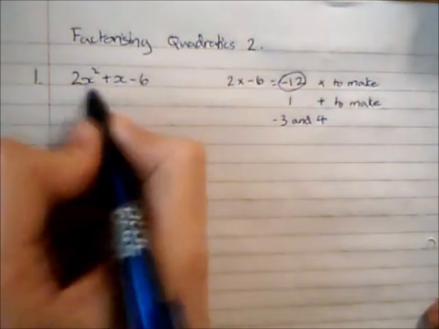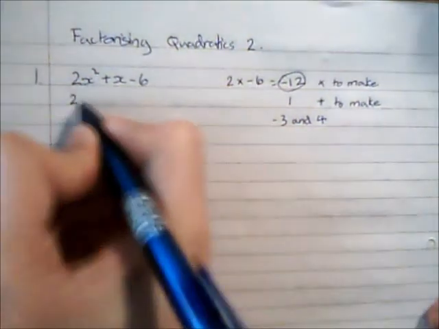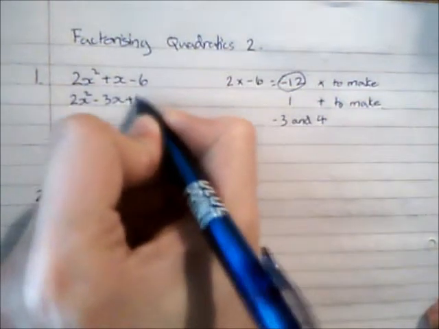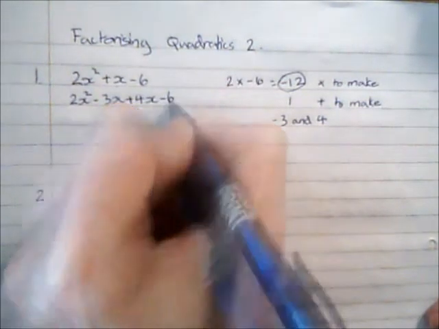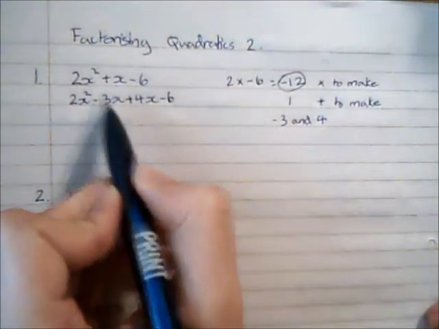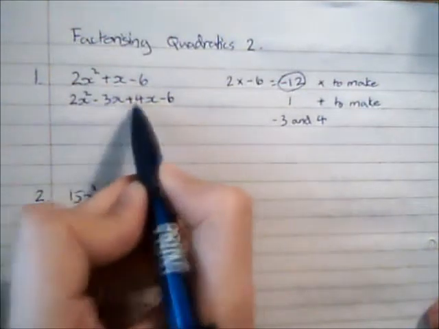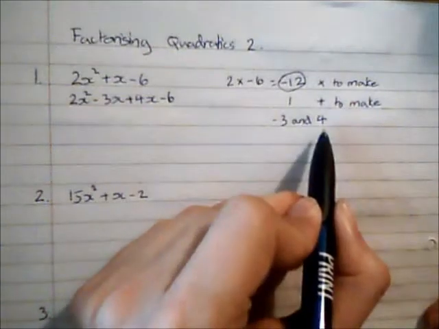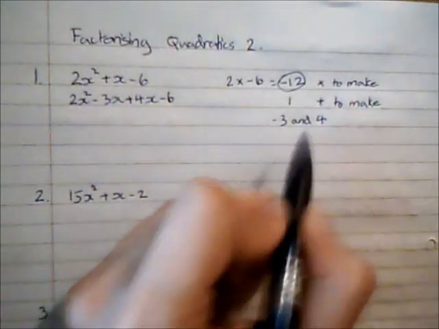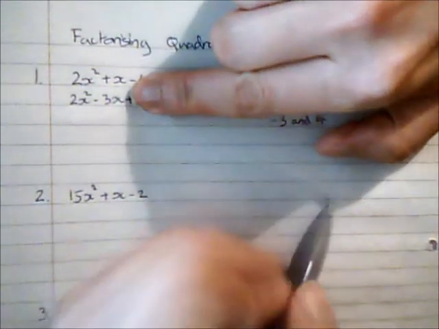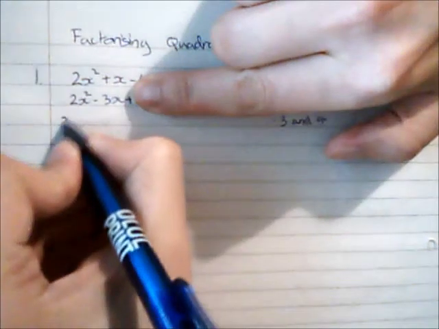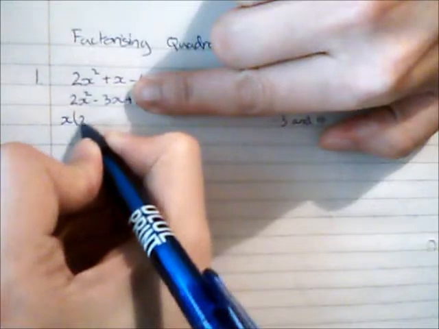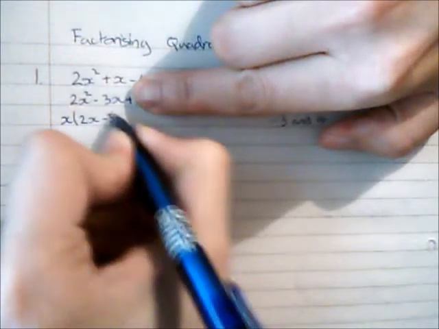I'm now going to rewrite this expression as 2x squared minus 3x plus 4x minus 6, which is exactly the same. I've just written x as minus 3x plus 4x, and I got the minus 3 and the 4 from over here. Now I'm going to look at the first two terms and partially factorise. So x is a common factor, and so 2x minus 3 in the bracket.